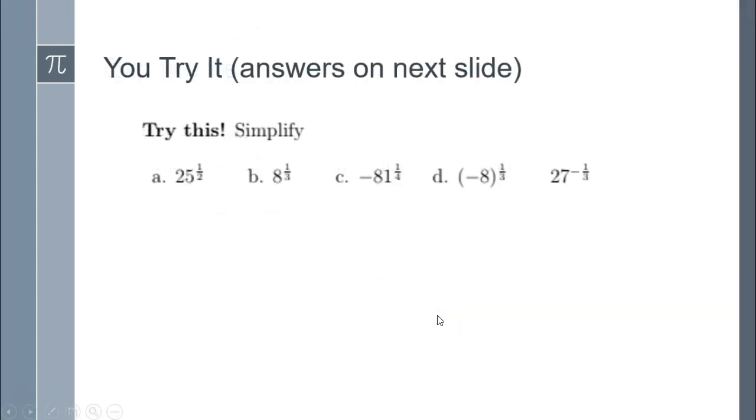So we're going to try simplifying these. I want you to stop the video and try these. They're very much in a similar format to the ones we just did. And when you come back, we'll look at the answers.